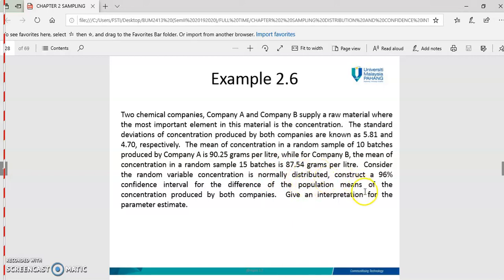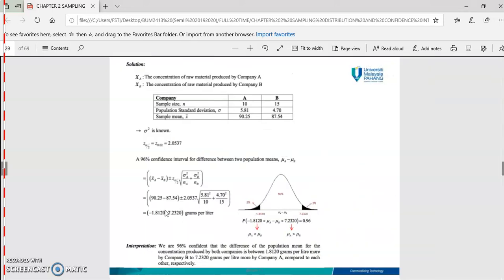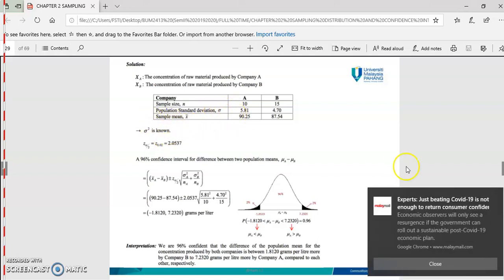So give an interpretation for the parameter estimate means that you have to interpret your confidence interval. Okay, let's see the solution. Okay, so because we have the sigma here, okay, then sorry.